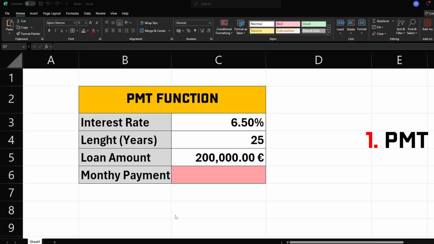Hey everyone! In this video I will show you the top 5 finance functions in Excel.